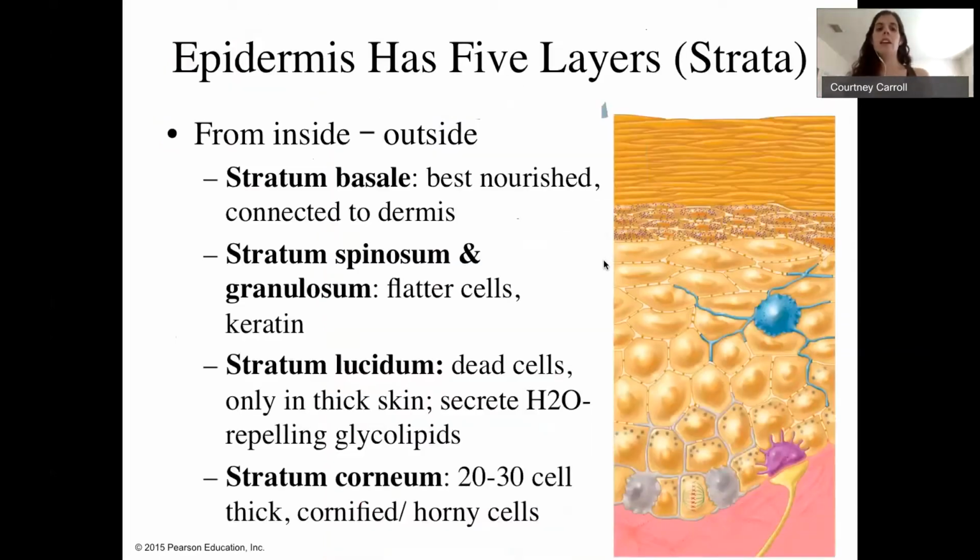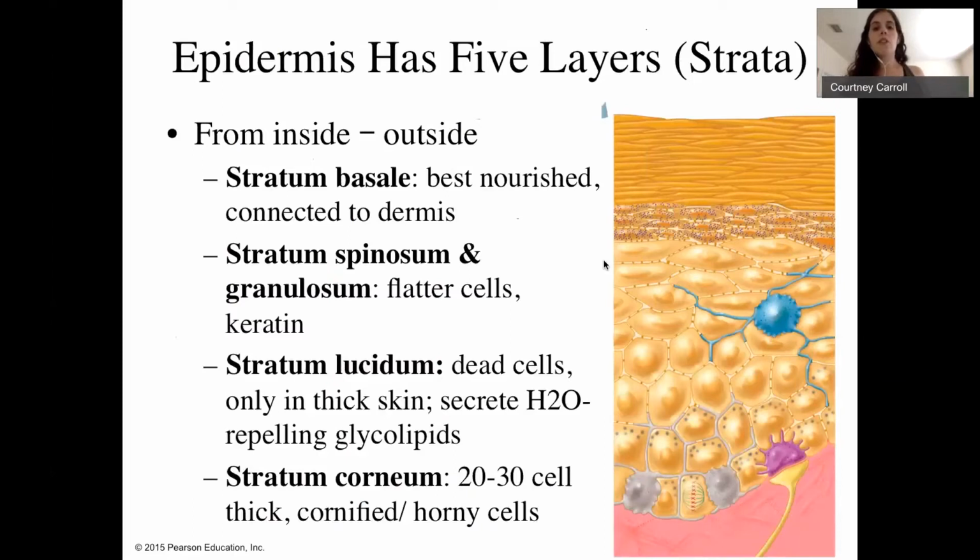So again, if we're in thick skin, then starting from the inside out, we would go stratum basale, spinosum, granulosum, lucidum. That's the layer that's only in the thick skin, and the corneum. The deepest layer, the basale, is the best nourished because it's connected to the blood supply in the dermis.